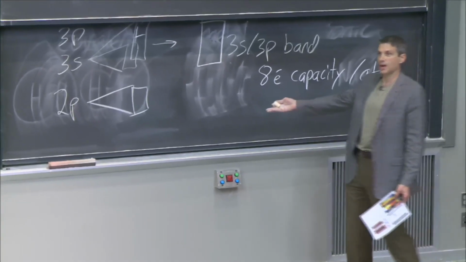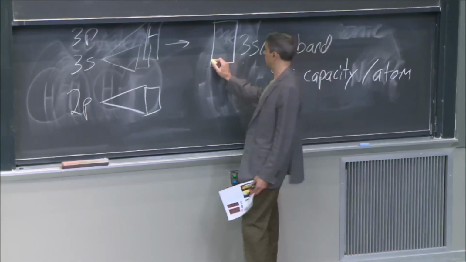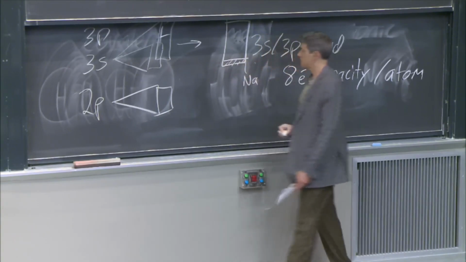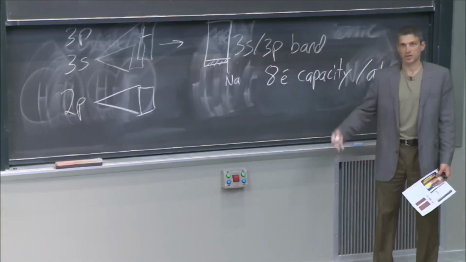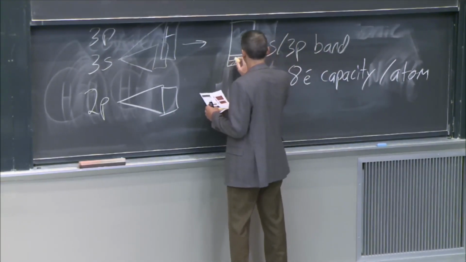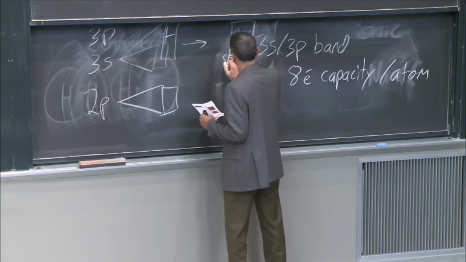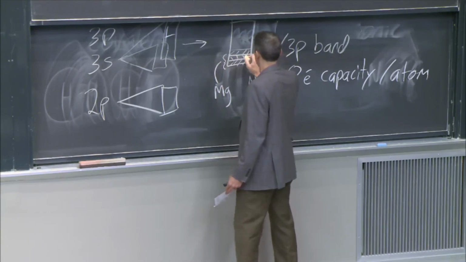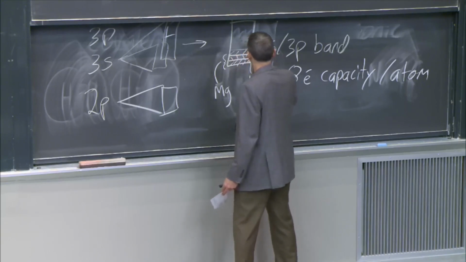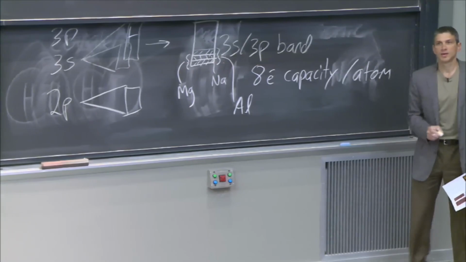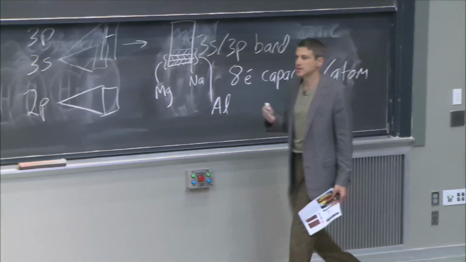So now I want to talk about how this band is filled. Well, for sodium, I'm going to fill it 1/8 because it's got just 1 electron that it's putting into that band, right? And for magnesium, I'm going to fill it with 2 electrons. And aluminum would be 3, and so on. Okay, so it goes back to the same picture as before.